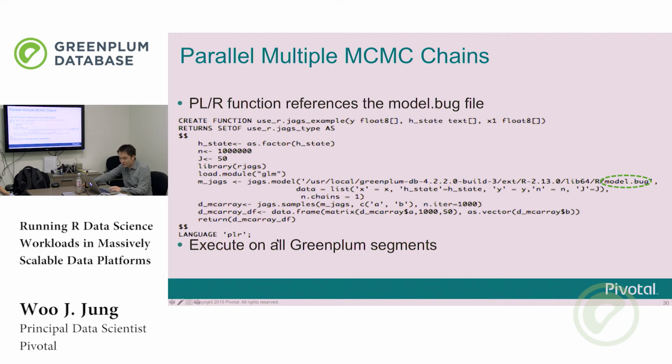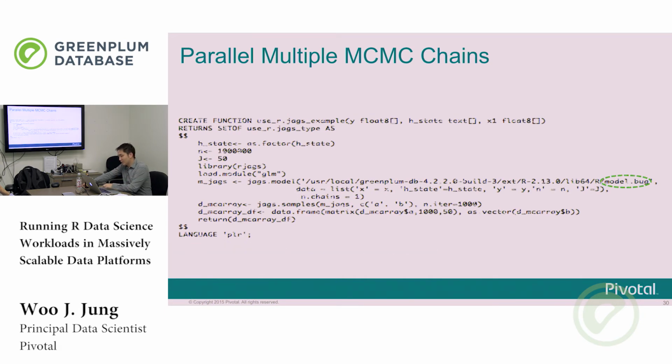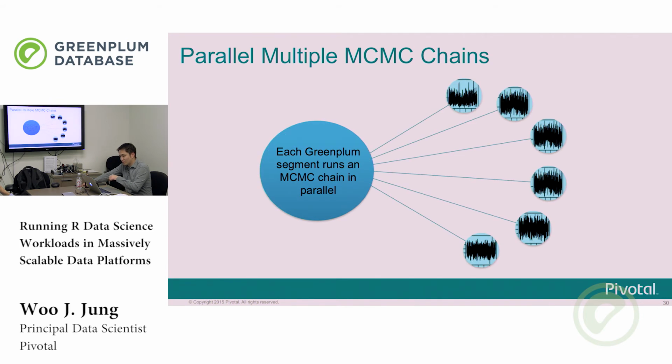And all that we're doing here in this create function statement is invoking that model.bug file inside of this PLR function. And so on each segment of Greenplum, it's going to be replicating this model.bug routine. And again, you end up with each segment on Greenplum generating their own independent set of simulations, which you can then merge back together to get to more accurate results for your Bayesian routine.